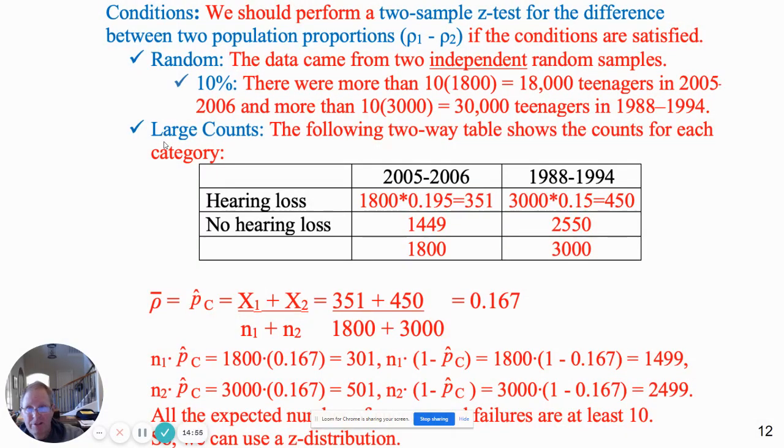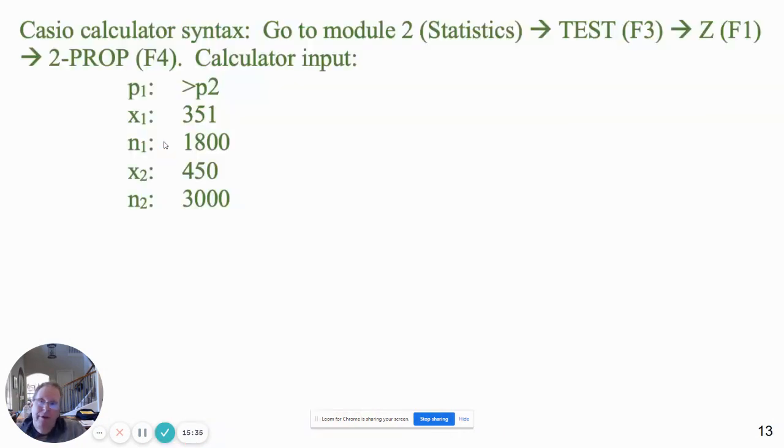Now, when checking the large counts condition, I need to use that pooled proportion. So I take n1 times that pooled proportion and show that that's 301, which is greater than 10. n1 times 1 minus the pooled proportion is 1,499. And then I do the same thing for the 1988 to 1994 period. I see that all of those combinations, the number of successes and the number of failures, are all greater than 10. So we can use our z distribution. Now let's go to your calculator.